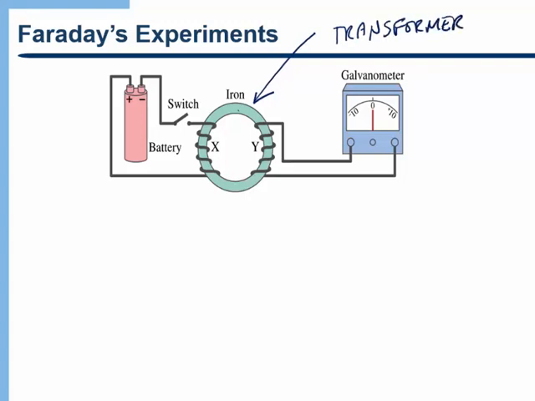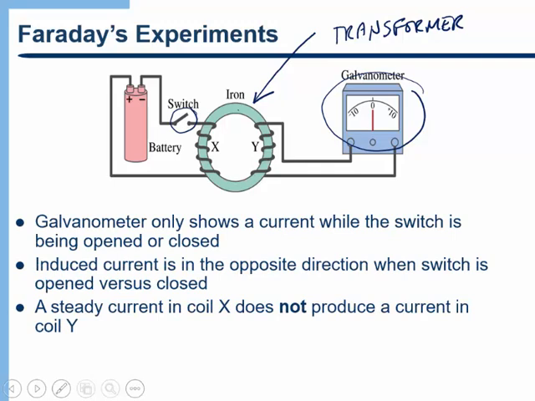So here's the question. What do you think happens when we close the switch here? Do we get a current in the galvanometer? Well, the answer is that we only get a current right when the switch is either being opened or closed. If the switch is just closed constantly, then we do not get a reading in the galvanometer.